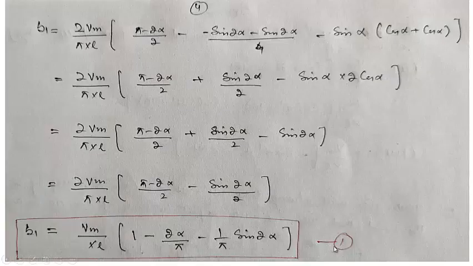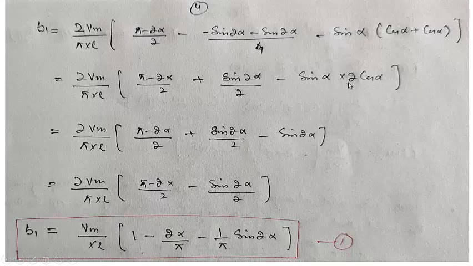So the total quantity will be pi minus 2 alpha by 2 minus minus sine 2 alpha minus sine 2 alpha divided by 4, and this will be cos alpha plus cos alpha. So this will be equal to minus twice sine alpha by 4, that is minus sine 2 alpha by 4. But minus and minus will be plus, so it will be sine 2 alpha by 2, and sine alpha into twice cos alpha. So pi minus 2 alpha by 2 as it is, and sine 2 alpha by 2 as it is.